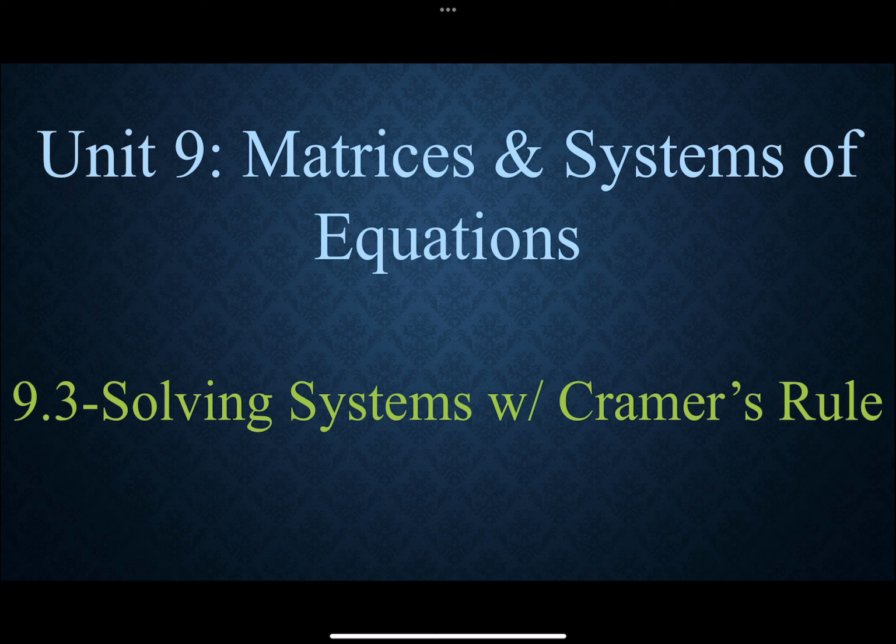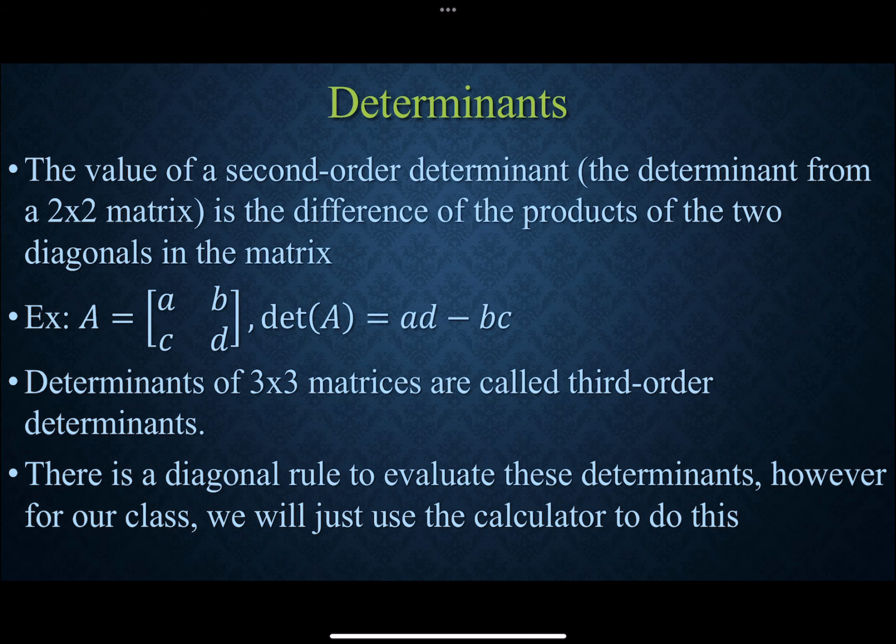Okay, welcome back. So today we're going to talk about solving systems of equations using what's called Cramer's rule, which makes use of matrices and the idea of what's called a determinant. Now, a determinant is simply a way to identify and calculate values based on the matrix itself. So it has to be based on a square matrix to begin with.